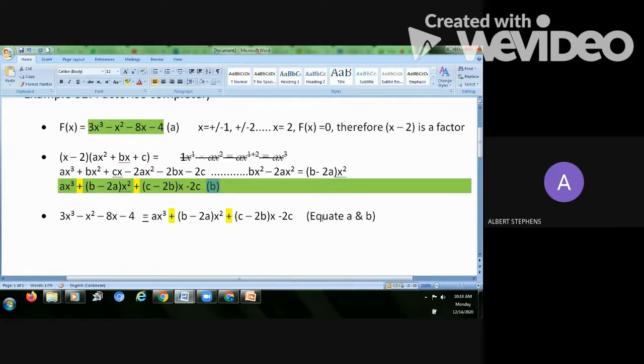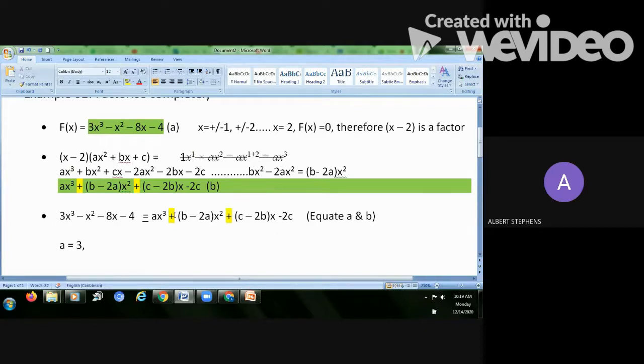All right, so watch carefully now. Would you agree with me that this 3x cube is equal to this ax cube? Now if 3x cube is equal to ax cube, it simply means that A is equal to what? 3. Do you agree with me? Yes, sir. That's A.